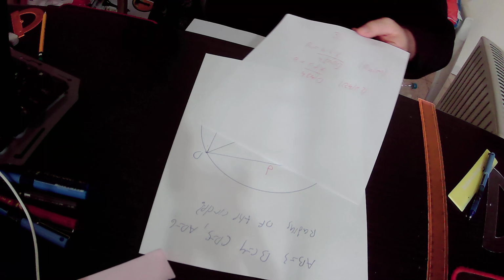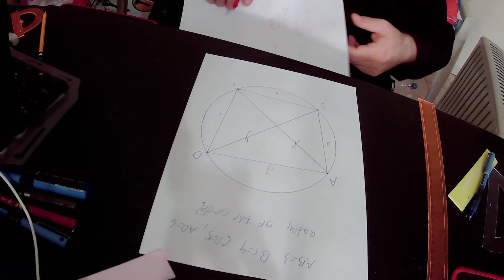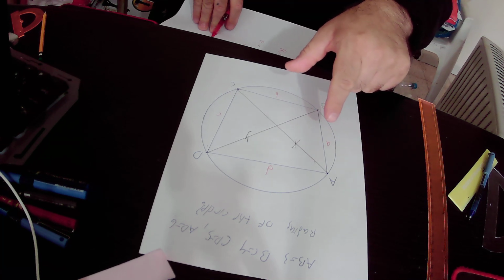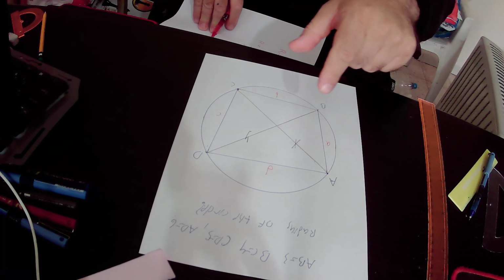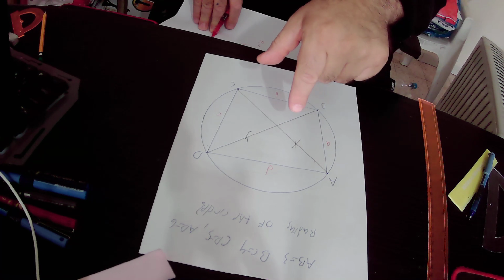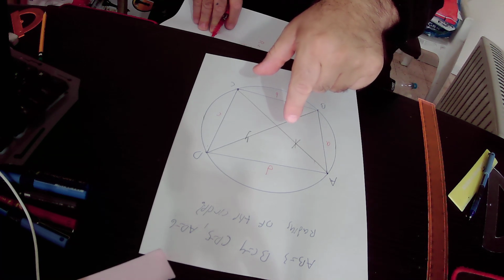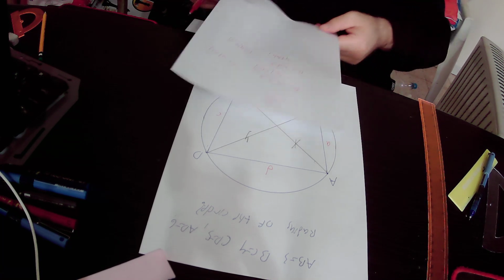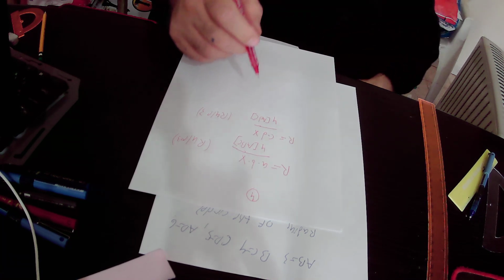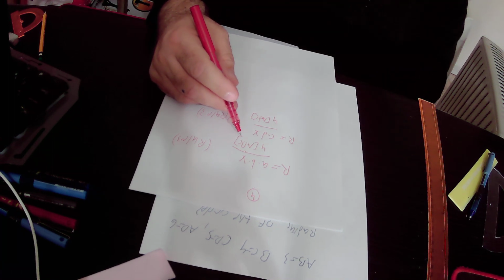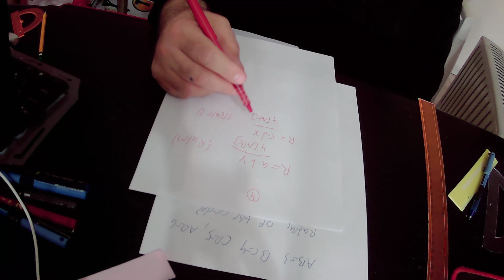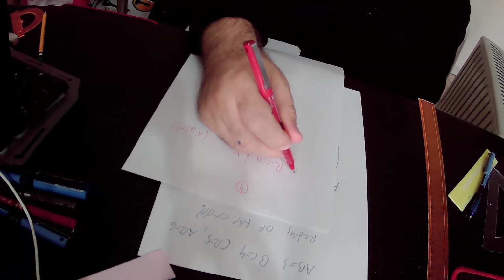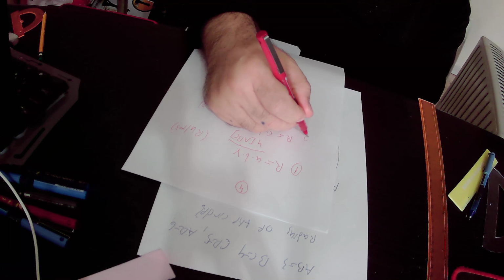And as you can see from the drawing, the sum of the areas of triangle ABC plus the area of triangle ADC equals the area of quadrilateral ABCD. So first of all, we will find out the areas of triangle ABC and triangle ADC from those two equations. This will be equation number 1, this will be equation number 2.